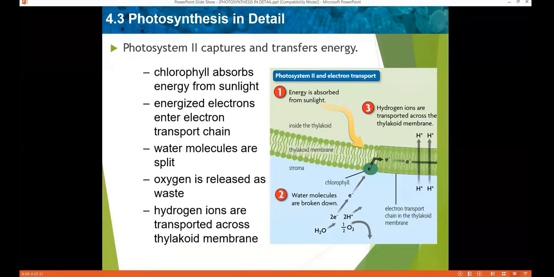The chlorophyll absorbs energy, and water molecules are broken down into hydrogen ions, oxygen, and electrons. The electrons are then transported to this green area. I think it's called the electron transport chain. Right, thank you so much, Leen.